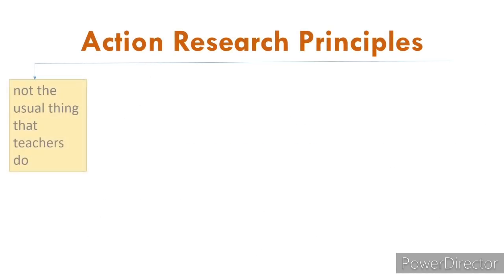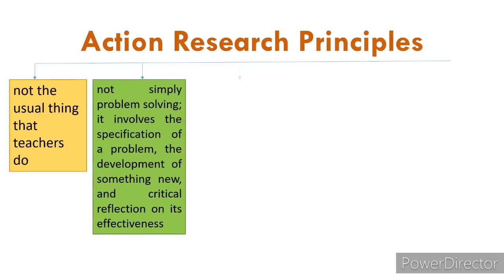Other important principles of action research are also the following. First, it involves not just the usual thing teachers do. It is when we are thinking about teaching. It is more systematic and more collaborative. In doing action research, it needs our creativity, most especially as we try to develop our own strategy. Like my action research that I've shown to you, in which I created my own intervention. It is not simply problem solving. It involves the specification of a problem, the development of something new, and critical reflection on its effectiveness. Like what I have mentioned earlier, action research involves a cyclical process, and it must be done in an organized way.